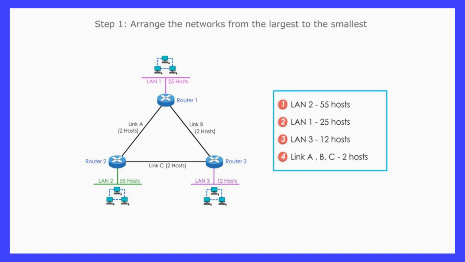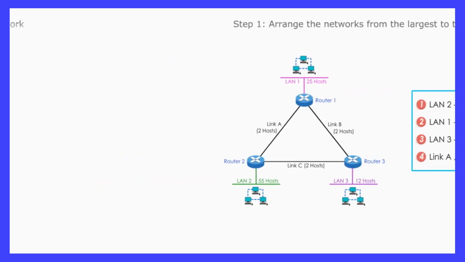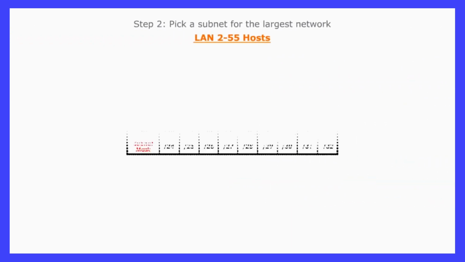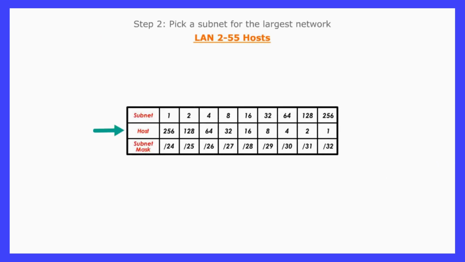Step 2. Pick a subnet for the largest network to use. We start with LAN 2 with 55 hosts. Let's look at the second row in the table. We are looking for the minimum number of hosts which can satisfy LAN 2. That's right, 64 is what we need. We circle 64 and the whole column because all we need are these 3 numbers in this column.